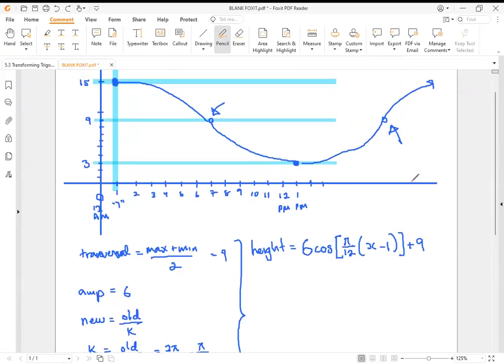Sorry. Last one. I'm going to pretend I start there at the 7. It could be a -6 sine pi over 12 x shifted to the right by 7 plus 9. Okay? Think about what you can do for homework. All of these questions are fair game.